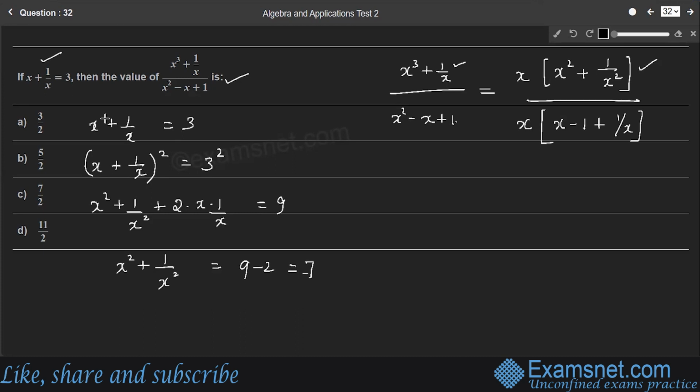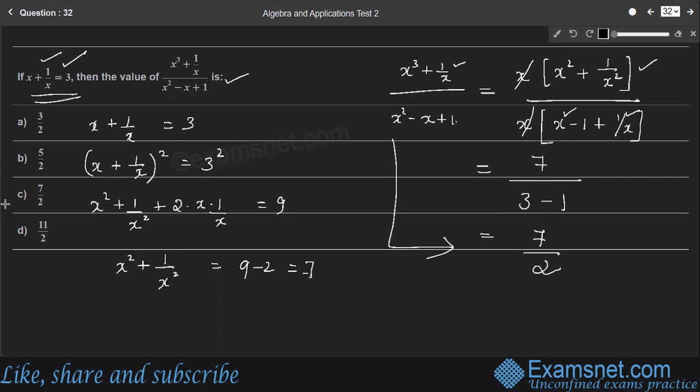Substitute the value here. So here we can cancel x and x. X square plus 1 by x square is 7. And in the denominator, we have x plus 1 by x minus 1. Here x plus 1 by x is 3, minus 1. The x plus 1 by x value is already given. Therefore, 7 by 2 is the final answer. So option C is the right answer.